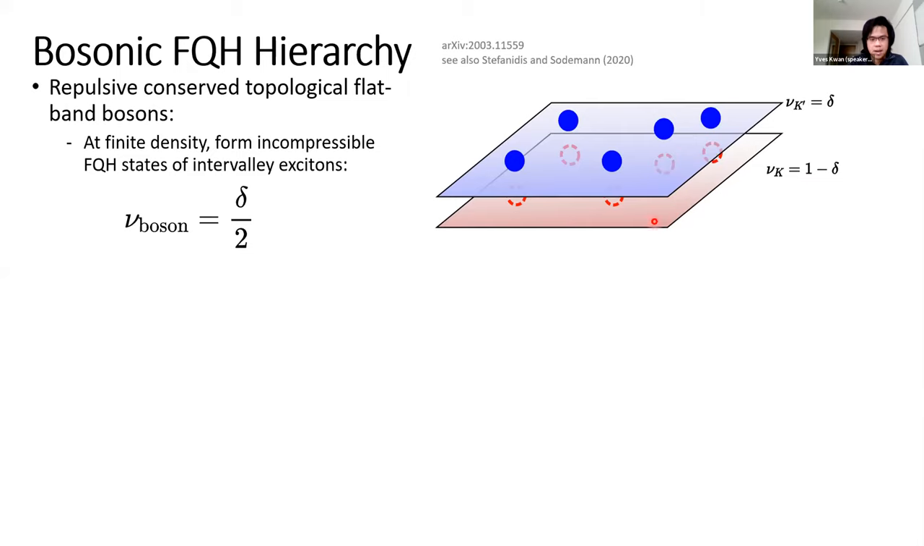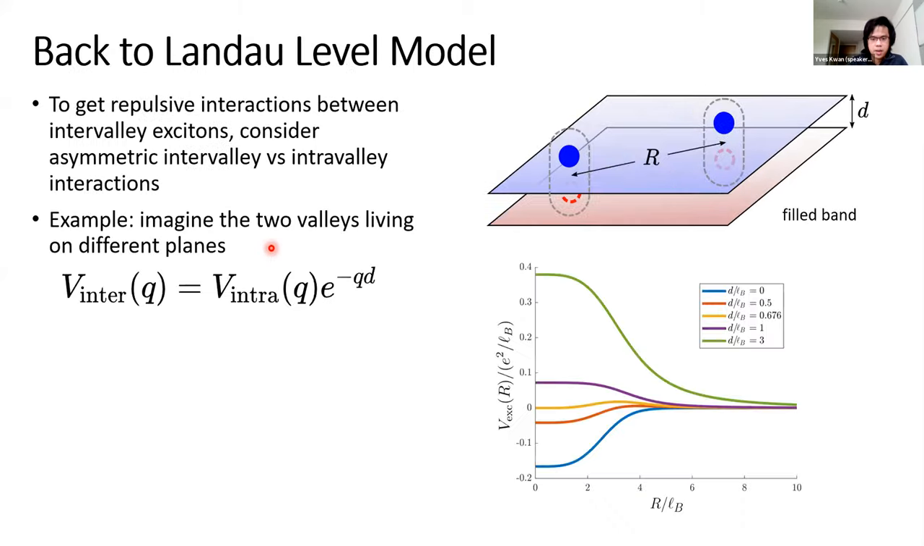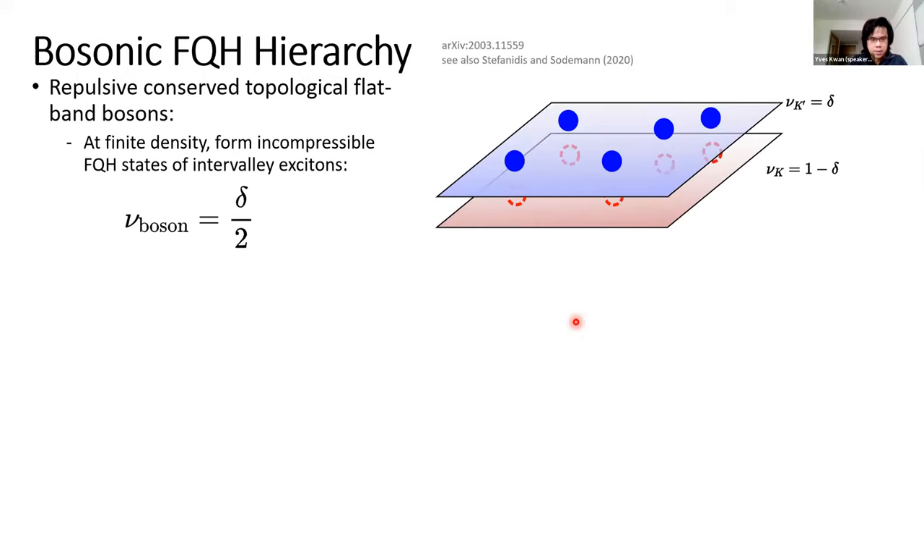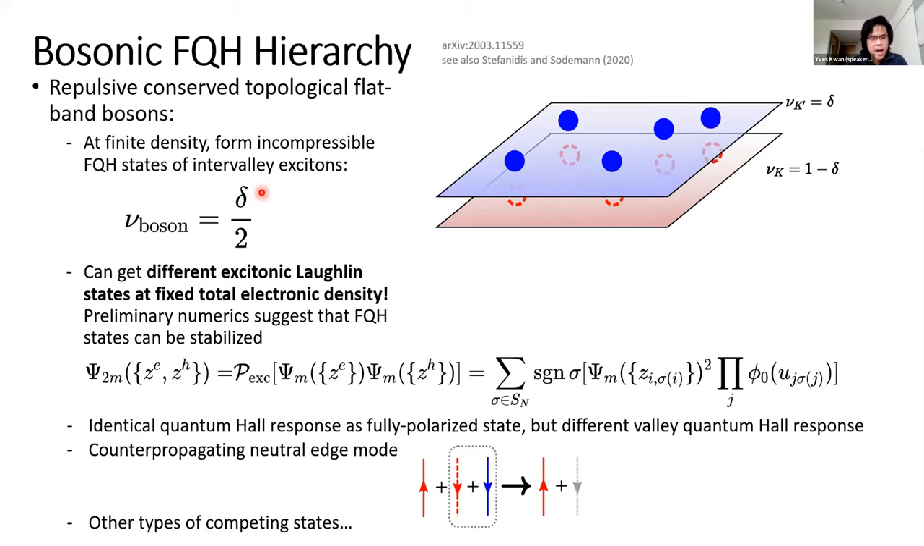in valley K. And so what will happen is that these objects will form tightly bound intervalley excitons, and the effective bosonic filling will be delta over two. This factor of two comes from the factor of two in the degeneracy of the lambda levels for the excitons. So now if delta is one over an integer, then this will be one over an even integer, which means that we can construct excitonic Laughlin states.